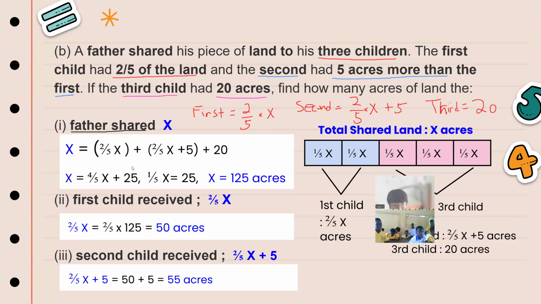So if x is the total number, if we add the number of acres each child had, it should add up to x, right? So x is equal to, the first child had 2 over 5x. The second child had 2 over 5x plus 5. And the third child had 20. Does everyone understand how I got this equation here?